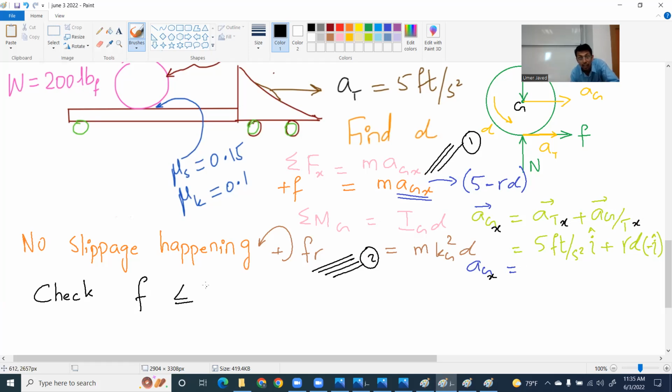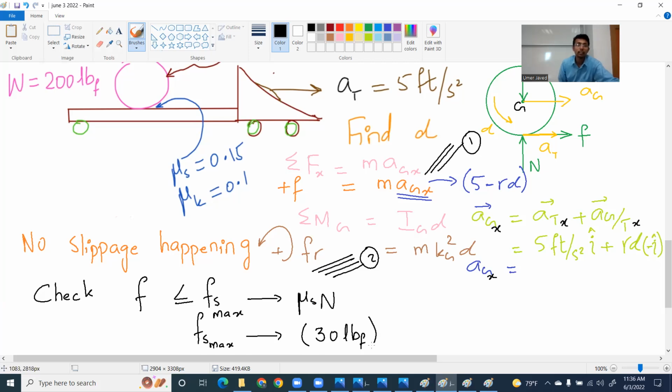We will go on a break now. F less than or equal to Fs max gives, what is Fs max? It is mu s N. What is the value of Fs max? It is 30 pound force, right? And how do you do that? You multiply the 200 with 0.15, I suppose.